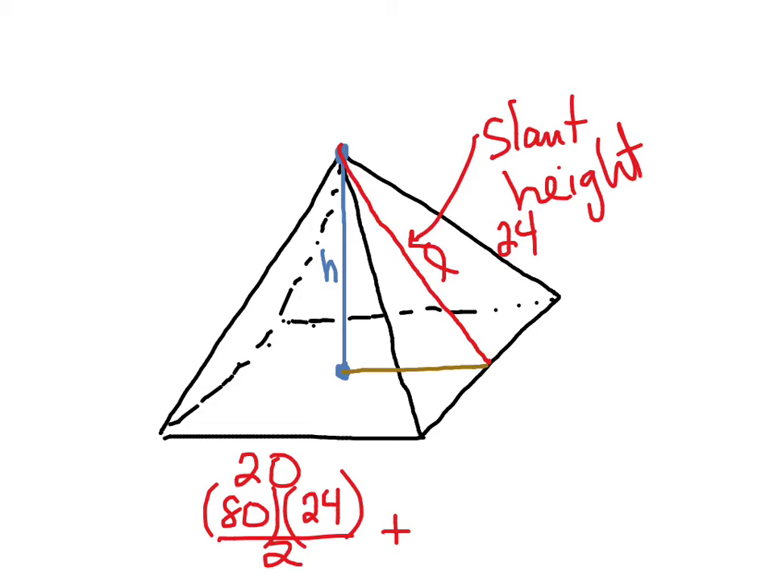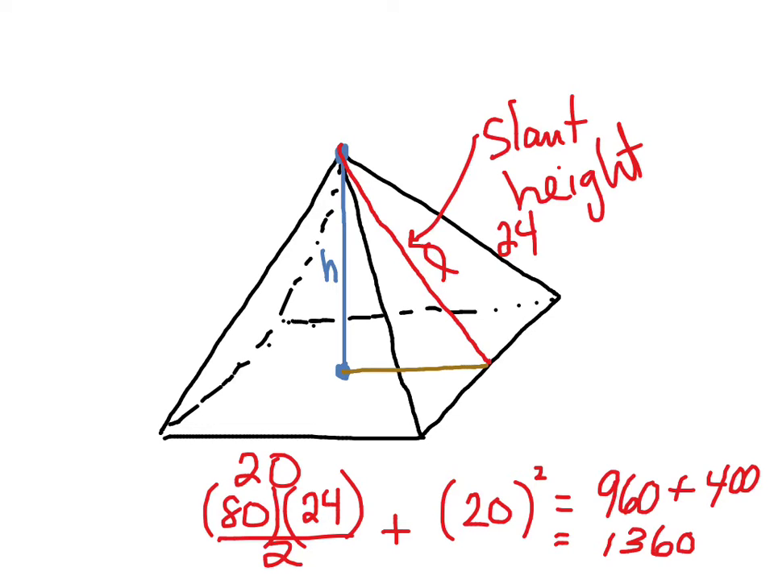Divided by 2 plus, and if I told you it was a square-based pyramid, that means it's a square base. How would I find the area of the base? Multiply both sides. S squared, or 20 times 20, or whatever you want to do. So for our problem, what I need to know is what 80 times 24 divided by 2 is, because that's 1/2 PL, plus 20 squared. That's my answer. So a half of 80 times 24 is how much? Anybody know? 960 plus 20 squared is 400. Good.